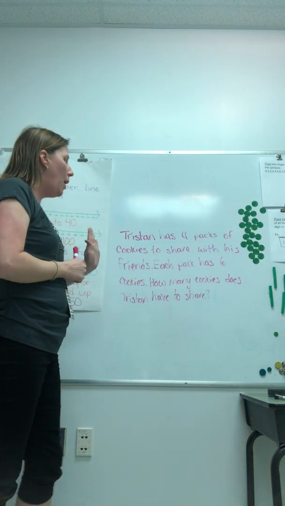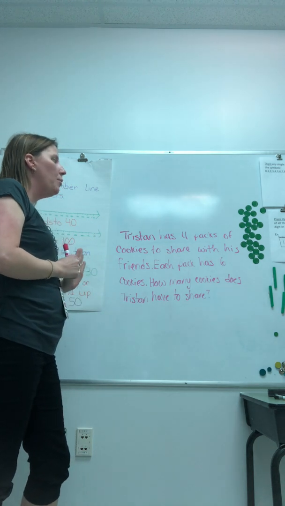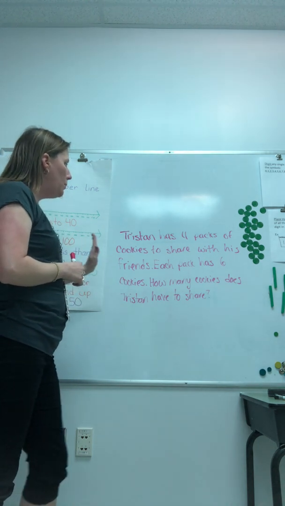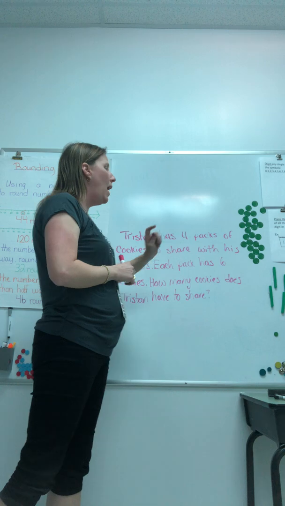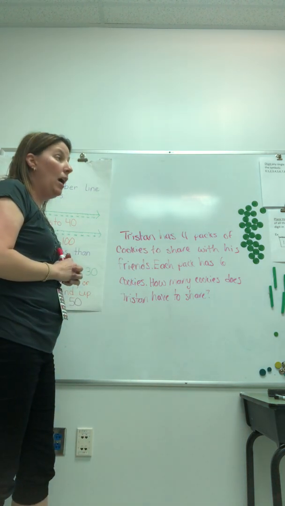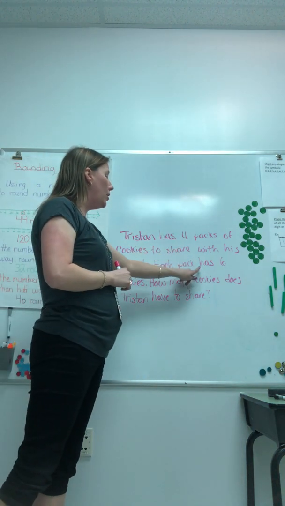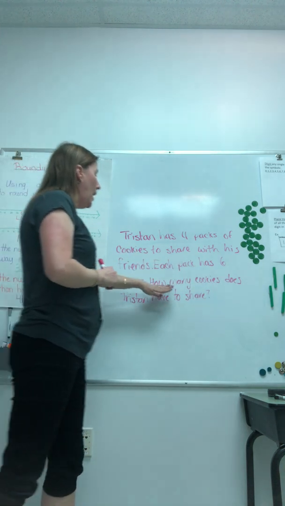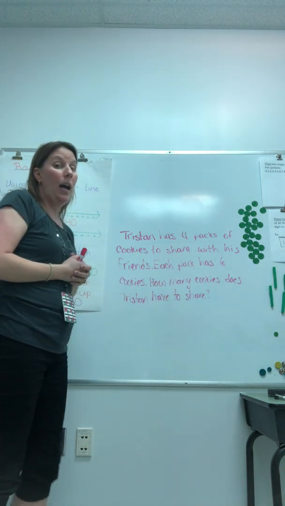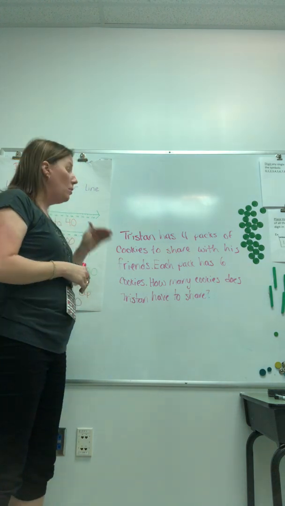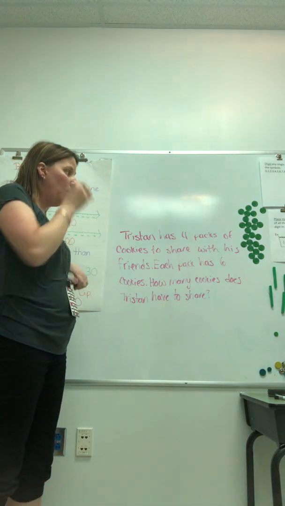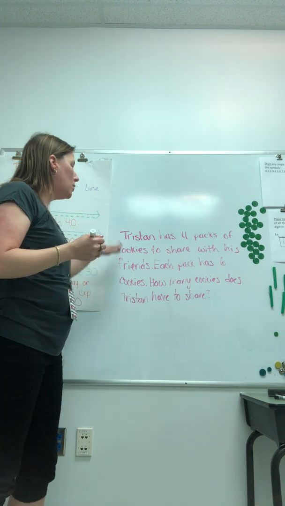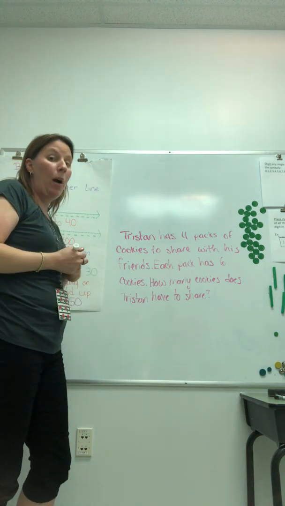So when we look at this problem, we need to first understand what the problem is saying. In this problem, we know that Tristan has 4 packs of cookies. However, in those packs of cookies, each pack has 6 cookies. So we need to decide how many cookies Tristan has to share. This is an equal groups problem with our product unknown. So this is going to be a multiplication problem.